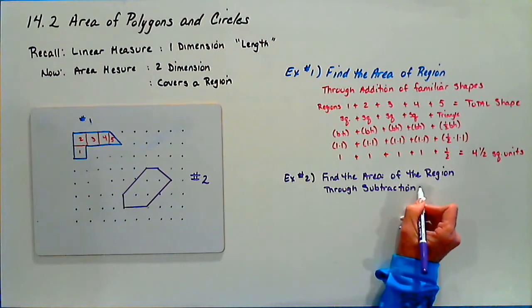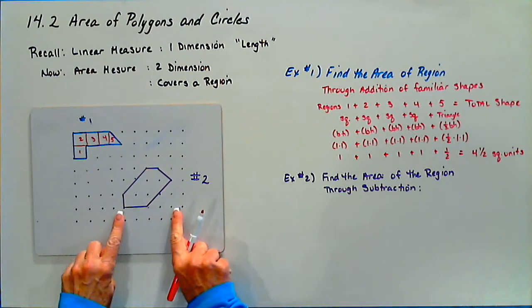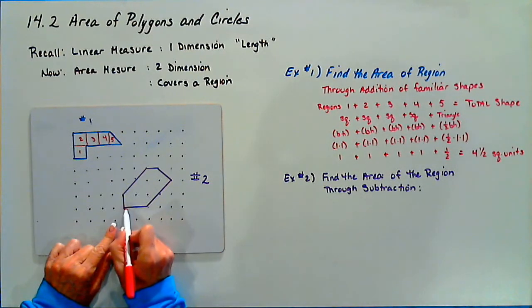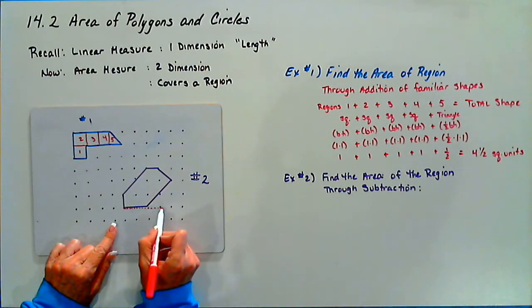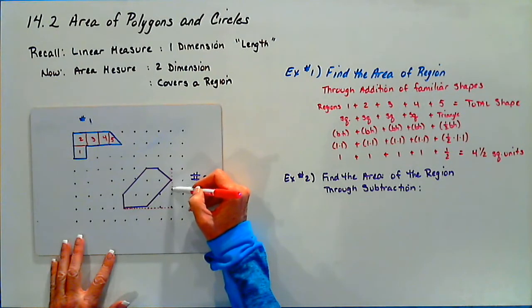Well, in order to do subtraction, the first thing I'm going to do is take a familiar polygon, like a rectangle, a square, a triangle, and I'm going to start with that region. So what I notice is the entire length of this region could be used if I consider this entire length, if I consider this entire width.